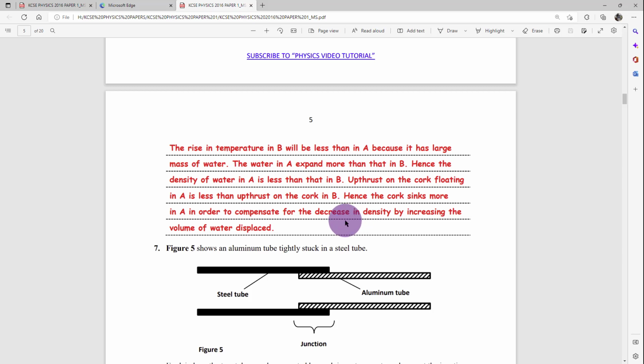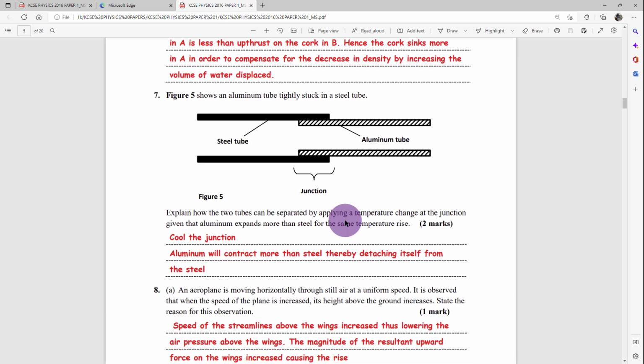Let's look at question 7. Figure 5 shows an aluminium tube tightly stuck in a steel tube. This is the aluminium tube. This is a steel tube. The aluminium tube is inside the steel tube and they are stuck. Explain how the two tubes can be separated by applying a temperature change at the junction, given that aluminium expands more than steel for the same temperature rise.